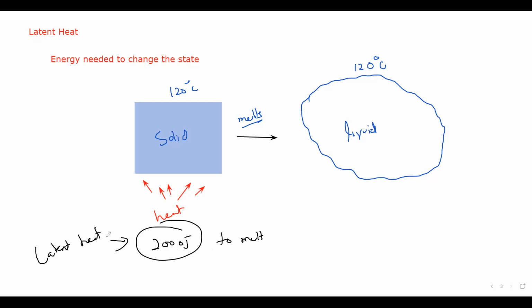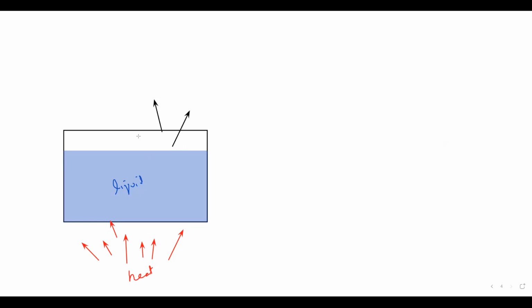So latent heat is the heat needed to change the state. For example, I have a substance in a solid state. I'm supplying energy so the substance changes state into a liquid. How much energy is supplied to the substance? That simply refers to latent heat. Another example of latent heat: you have a container which is filled with a liquid and you're supplying heat energy, and you observe the liquid is turning into gas.